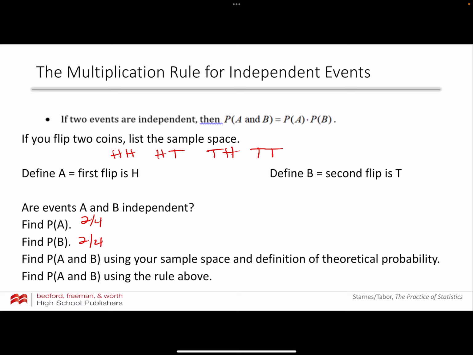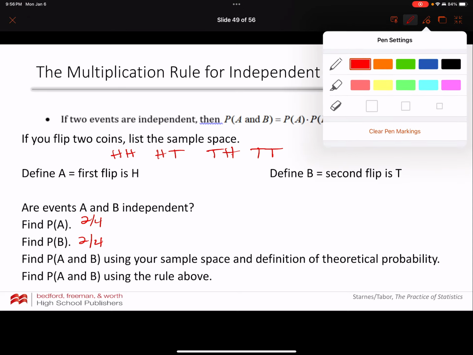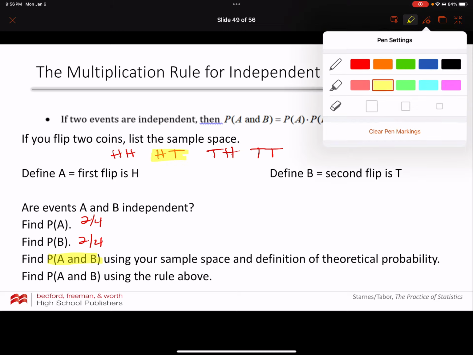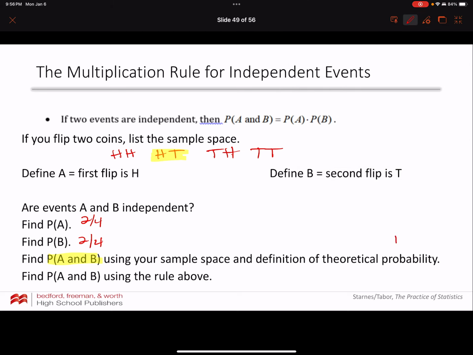Find the probability of A and B using your sample space and the definition of theoretical probability. So watch. A and B, meaning find me the flip that has the first flip heads and the second flip tails. That's this one, right? So the probability of A and B is 1 out of 4. This is not a conditional probability.